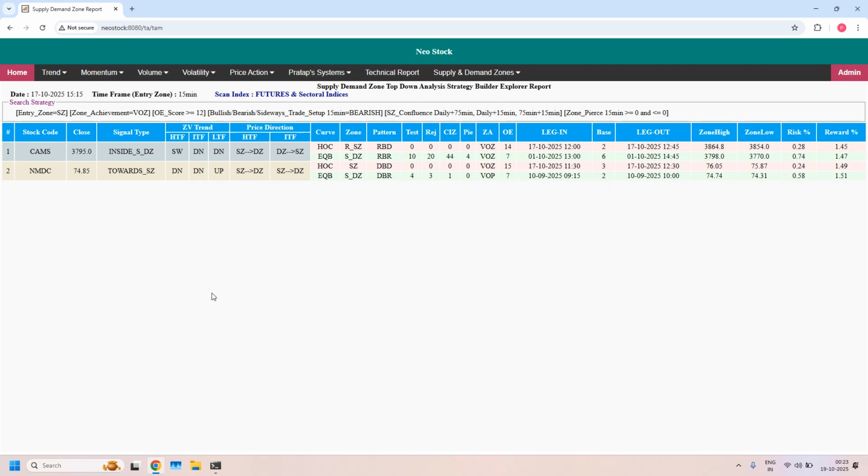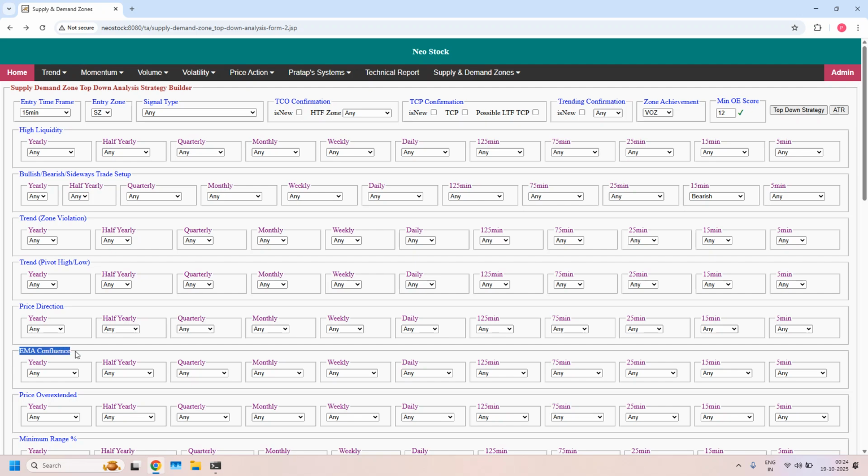we got 2 stocks. In these 2 stocks, the 15-minute supply zones overlapped with 75 minutes, and both together overlapped with the daily supply zone. And the daily trend, HTF trend, is down in only 1 stock. Let's verify if this 15-minute supply zone has more high probability based on the daily supply zone with daily EMA confluence. At the same time, the daily trend should not be sideways. It should be downtrend because it is a bearish trade setup.